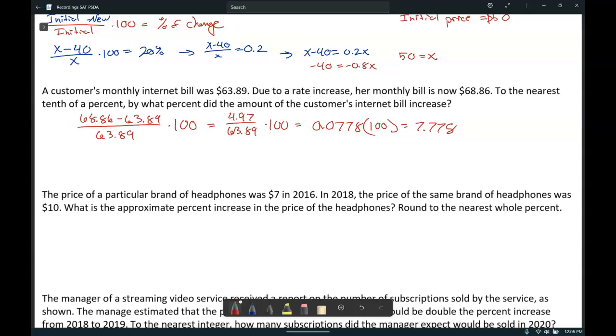So rounded to the nearest tenth of a percent, it is a 7.8% increase.